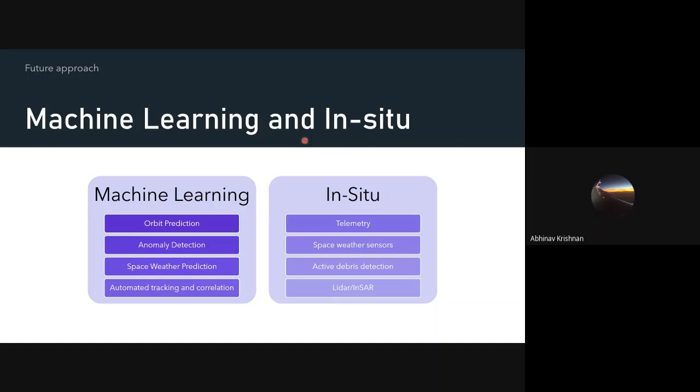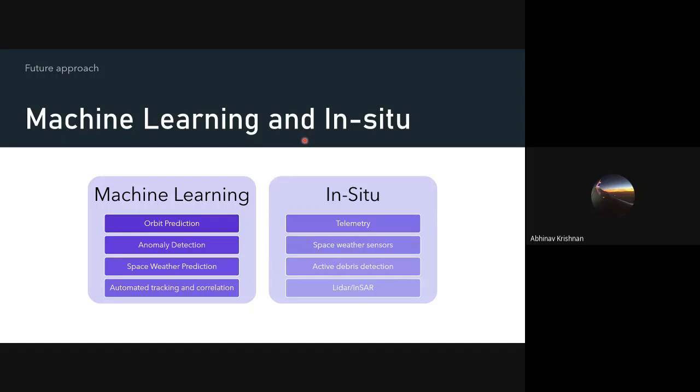In situ is basically sending a sensor up in space to do all the reduction in uncertainty that you want. So one of them is telemetry, sending the data constantly of its position and velocity at the same time to ground. The other is space weather sensors. I think there is one Indian company which is already doing that. I think it's called Digantara. They are already trying to get space weather information through in situ observations.